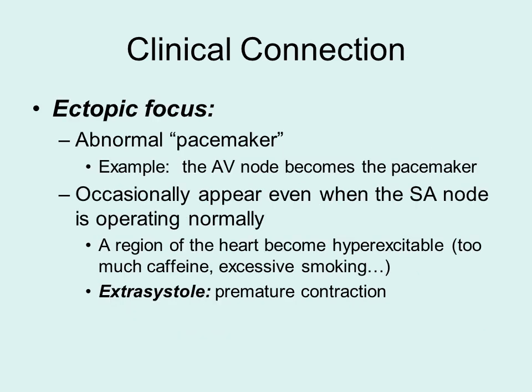The topic focus: abnormal pacemaker. In this case, the AV node may become the pacemaker. Sometimes you see it even when the SA node is operating properly. The part of the heart becomes basically too excitable. This can happen if you have too much caffeine, excessive smoking, etc.